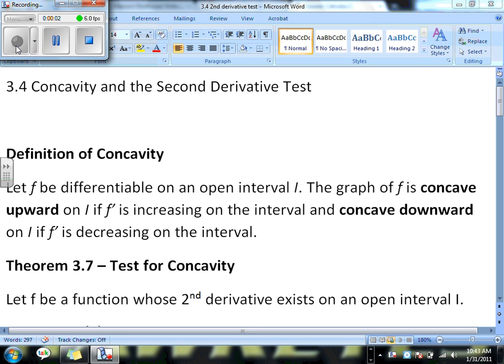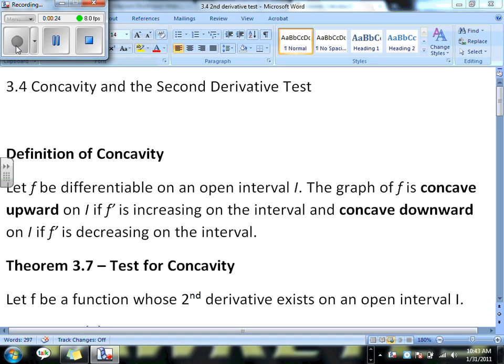Section 3.4 is about concavity and the second derivative test. So basically we're diving more into what functions look like and how they behave at certain points. In this section, we're looking at concavity, and what concavity is, is whether it's concave up or concave down.